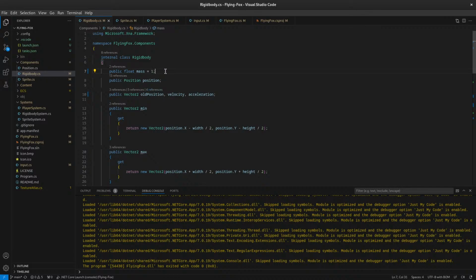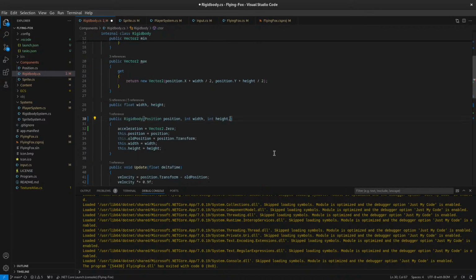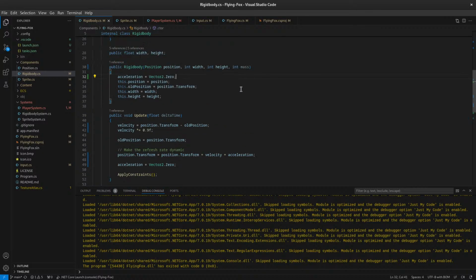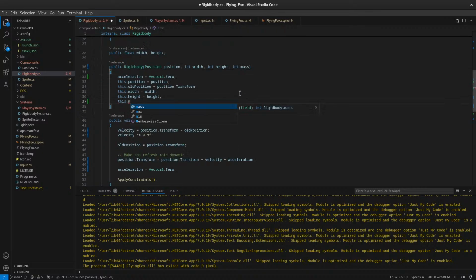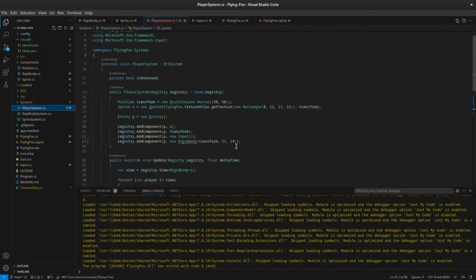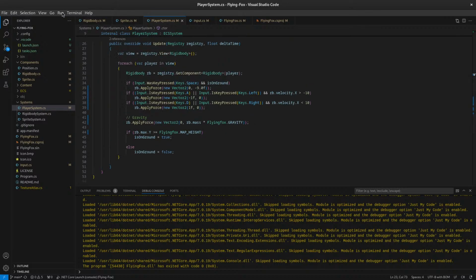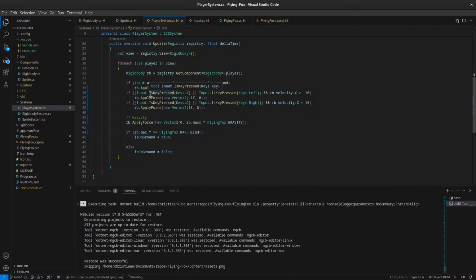So we'll just add mass in here. Int mass. You don't even need float, you can just make the mass an int. So just initialize this dot mass equal to mass, and go to the player system and give the player his own custom mass. Then we can have a mass for every object we're going to add to the game. So let's just make that 10. Now it's going to have a bit of weight. Let's see.